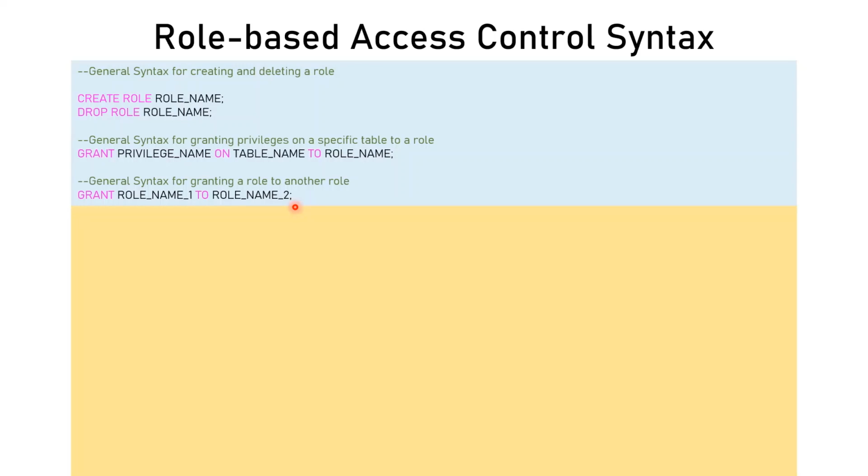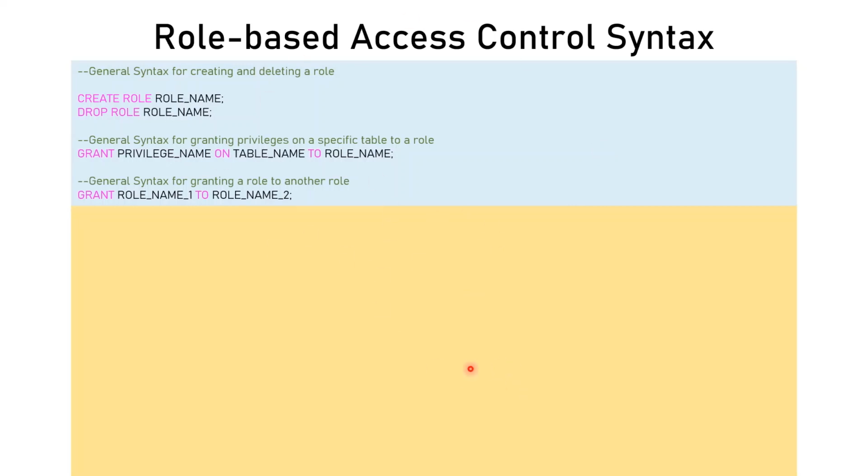So instead of writing all those privileges all over again, you can simply write something like grant role name 1 to role name 2, and automatically all the permissions that were granted to role name 1 will be granted to role name 2 as well. So this is a very handy way of passing on permissions or privileges. Next, let's look at our scenario, and let's look at how this syntax can be used in those cases.